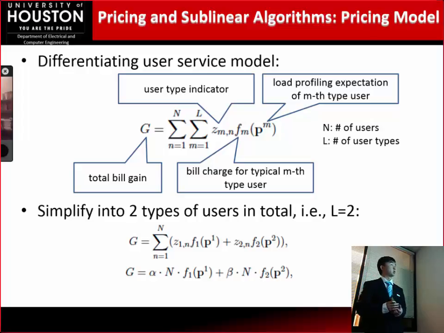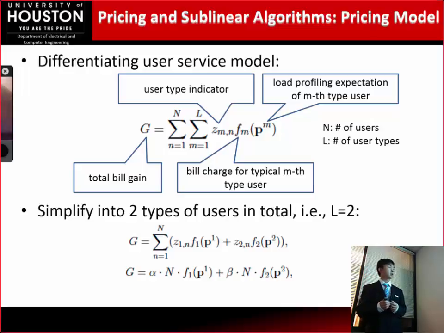So we first formulate our differentiating user service model. The objective is to get a large total bill gain, denoted by G. Suppose we have N users and L user types. Z is the same as before, a user type indicator. Fm is the bill charge for the m-th type of user, and Pm is the load profiling expectation of the m-th typical user.